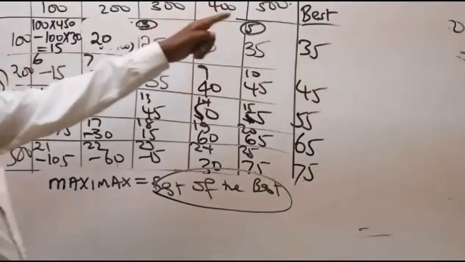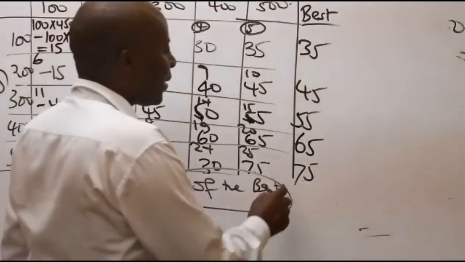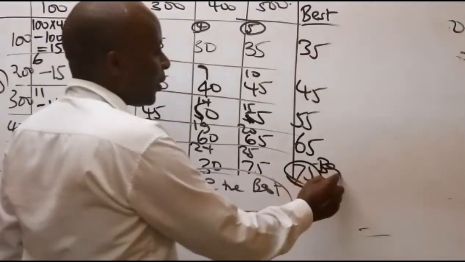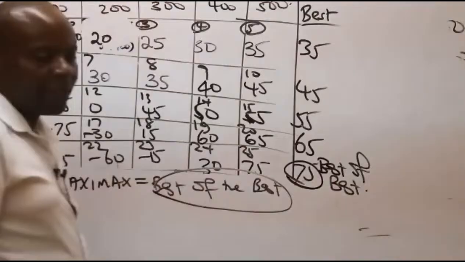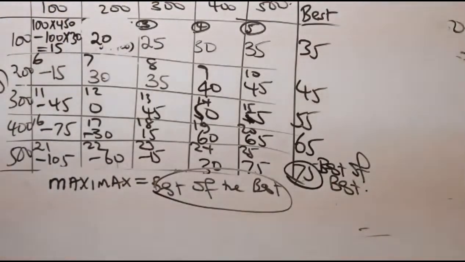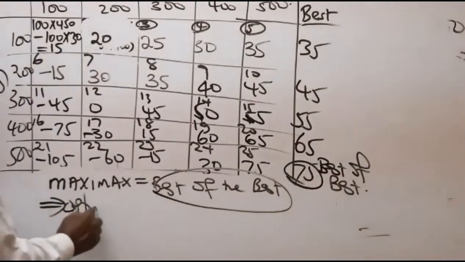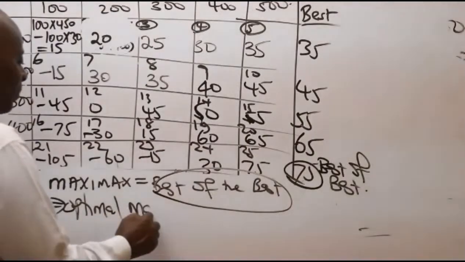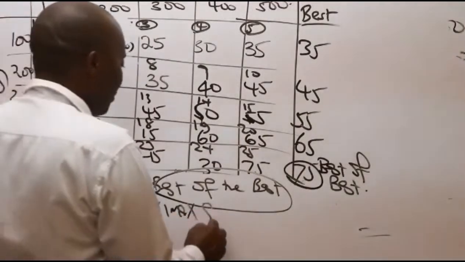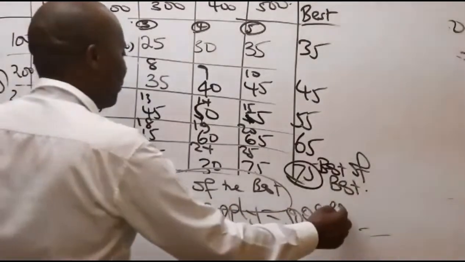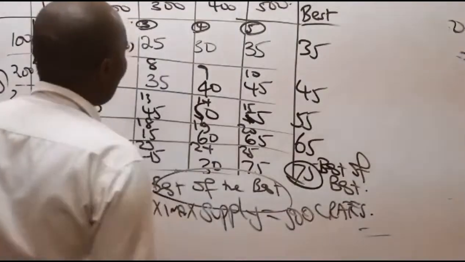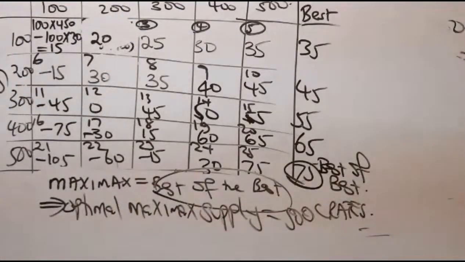Right? So amongst all these, which one is the best of the best? It is this 75. This is what we call best of the best. And if that is the case, then we are advising these people to supply. So the optimal Maximax supply equals 500 crates.